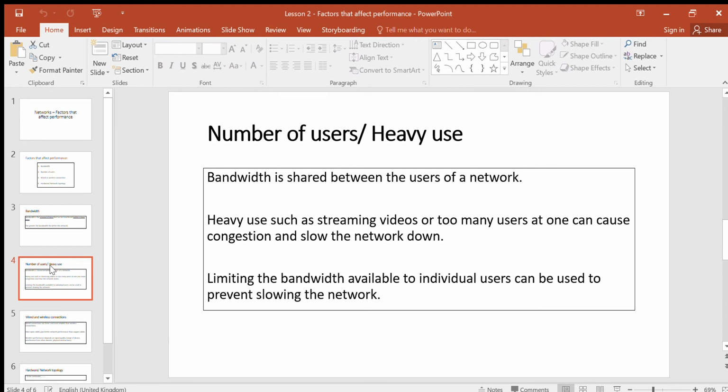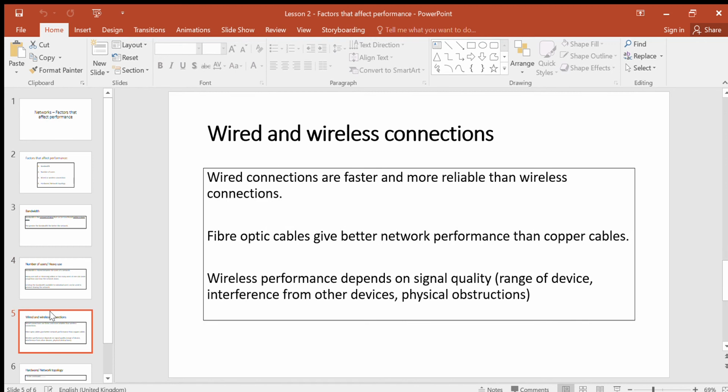Okay, so moving on to our next factor. What type of connection have you got to your network? Generally speaking, wired connections are faster and more reliable than wireless connections. However, we need to drill down further into that because there are different types of wired connections, and different things that affect your wireless network. So next lesson, or next video, we're going to be looking at hardware in more detail and looking at why it's the case that fibre optic cables allow faster data transfer than copper cables.